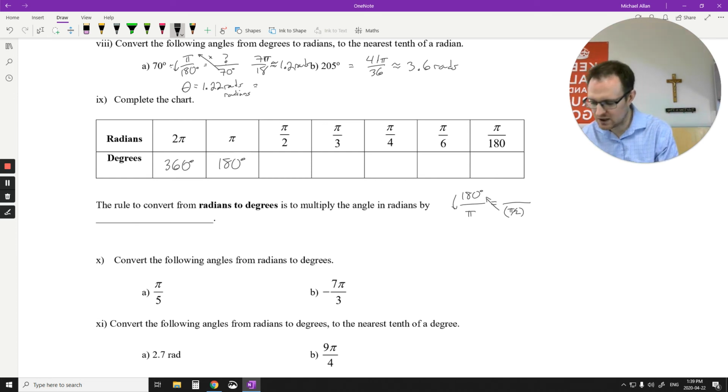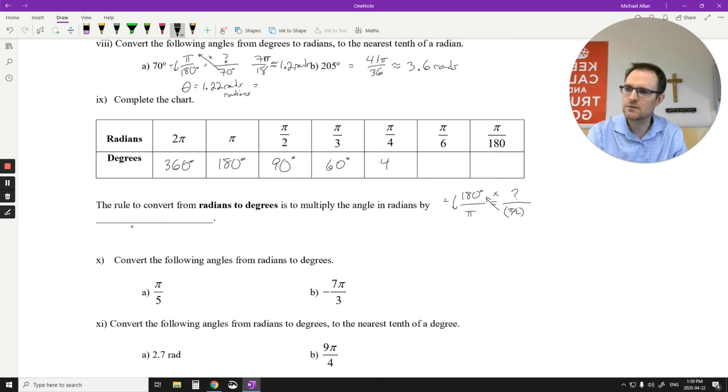So if I cross multiply and divide here, I'm going to get pi over 2 times 180 divided by pi, and I would get 90 in this situation. So cross multiply and divide, 90. What else are we going to do here? 180 divided by 3, 60. 180 divided by 4, 45. 180 divided by 6 is 30, and 180 divided by 180 is 1.